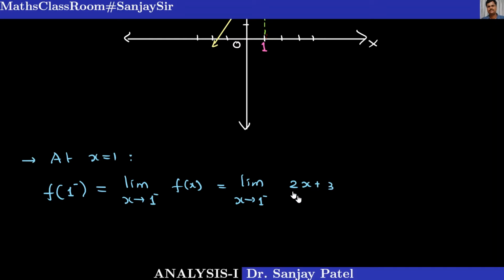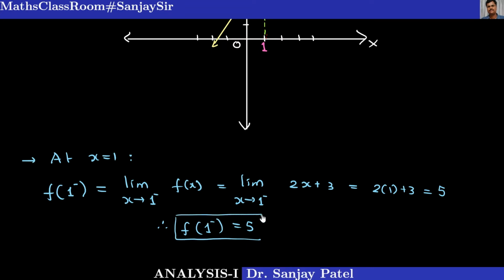Now again, as we discussed earlier, the function 2x plus 3 is a continuous function, because 2x plus 3 is a linear polynomial. So I can directly substitute the value, and the left hand limit is nothing but the value of the function at 1. So simply it is given by 2 into 1 plus 3, so it is 5. So what I have proved is f of 1 minus is equal to 5. This is the left hand limit of the function.